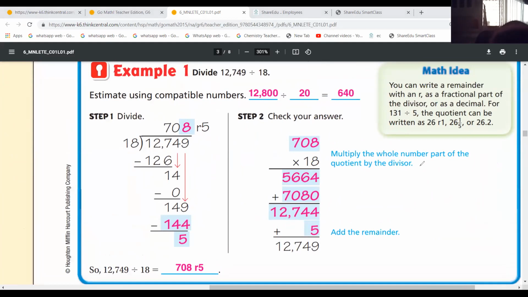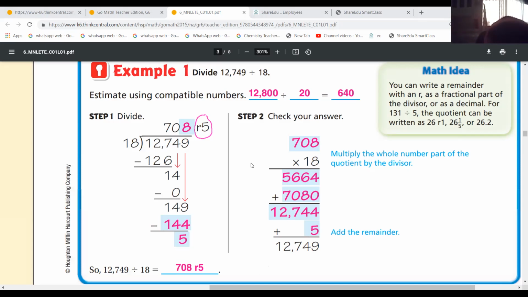I want you all to solve everything at the side. Miss, but why did we put 5 instead of 9? My dear, 9 came down. See, 9 came down and then you did 18 times 8 is 144. The remainder is 5. I wrote R5. That means next to your answer, you write your remainder like this.